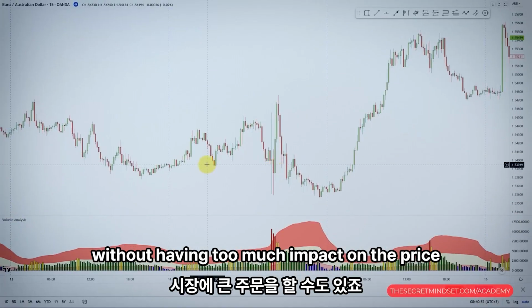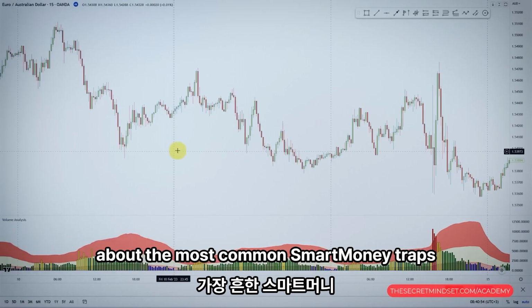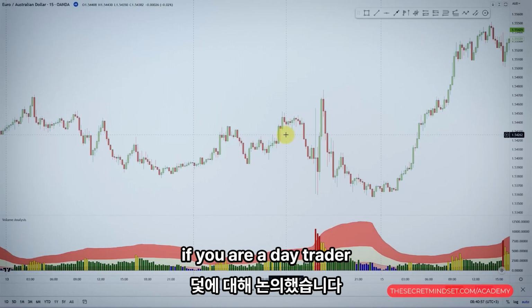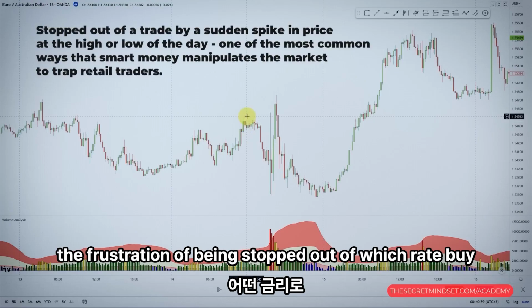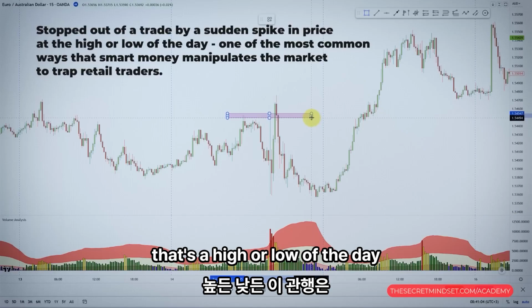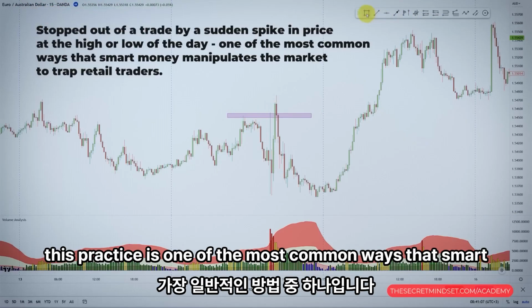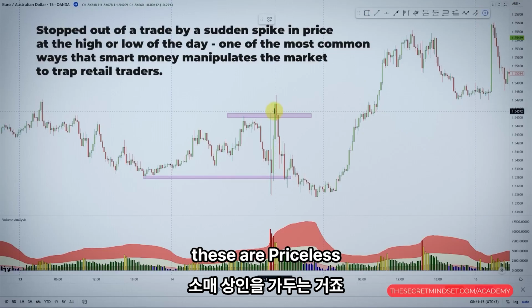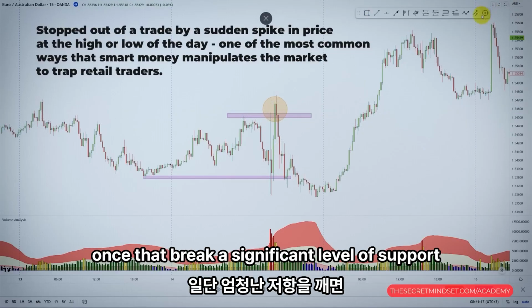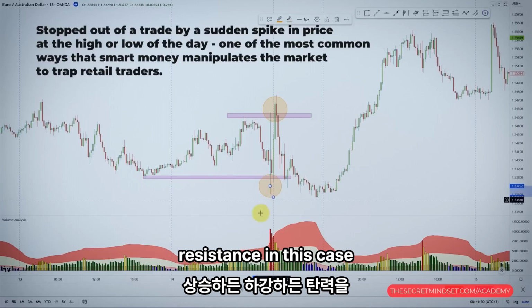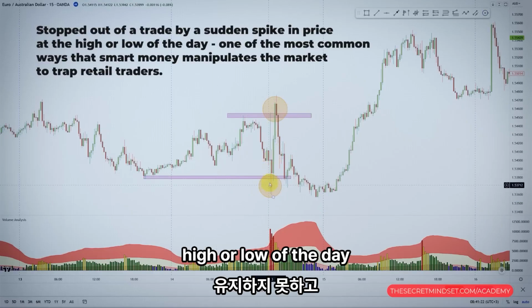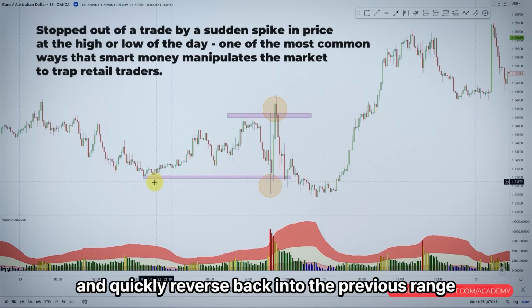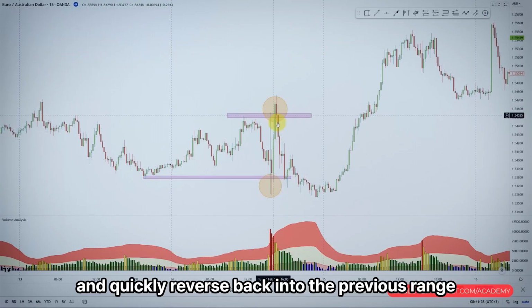Now let's go even deeper and discuss the most common smart money traps. If you are a day trader, you have probably experienced the frustration of being stopped out of a trade by a sudden spike in price at the high or low of the day. This practice is one of the most common ways that smart money manipulates the market to trap retail traders. These are price movements that break a significant level of support or resistance, in this case the high or low of the day, but fail to sustain the momentum and quickly reverse back into the previous range.